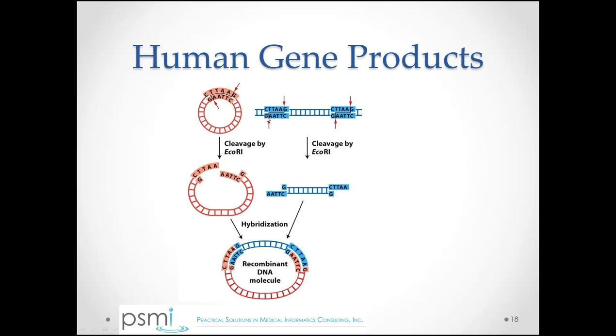And so these nucleases are searching for specific palindromes, and you have nucleases for a lot of different patterns. You cut one, you cut the other, you hybridize them together, and now you wind up with, in this case, a recombinant DNA molecule. It's the bacterial plasmid to which a human gene of interest has been introduced.